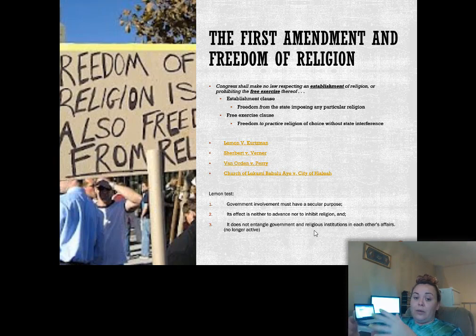And then finally, which is no longer active, it's kind of been more incorporated into the first two, does it entangle government and religious institutions in each other's affairs? In this case, again, you're going to say no, it doesn't. So if you answer no to all three, that regulation or policy cannot be considered an infringement on somebody's First Amendment right to free exercise or establishment.